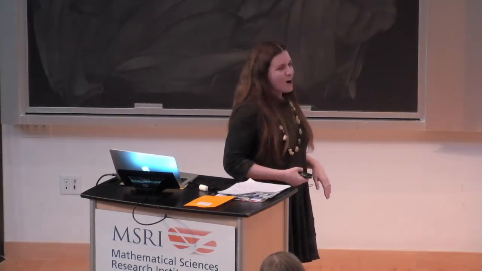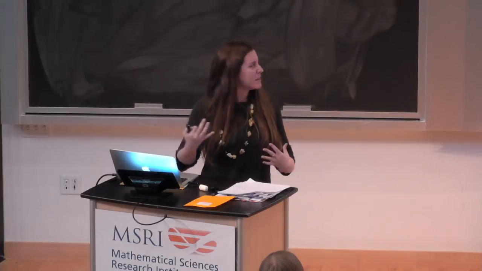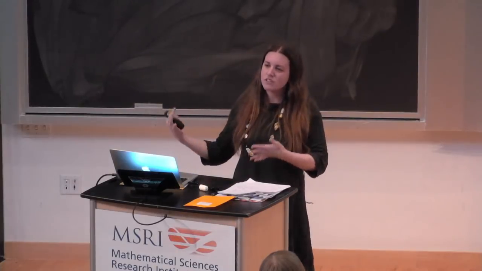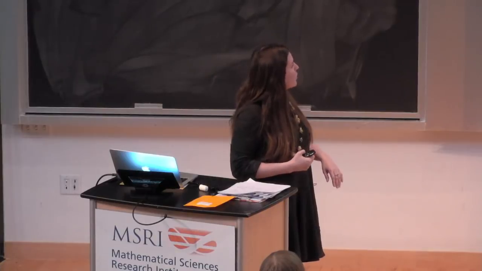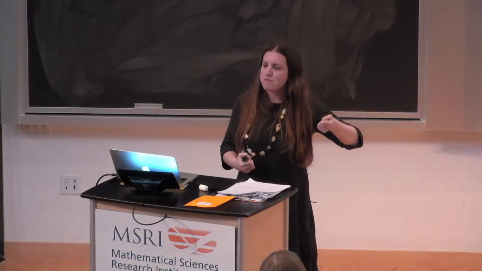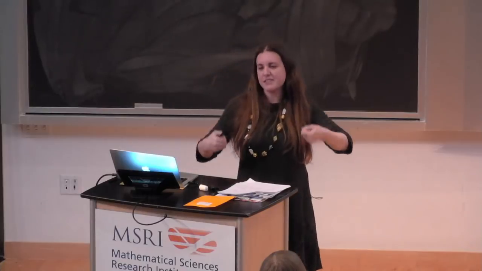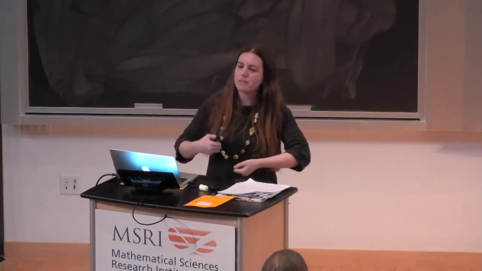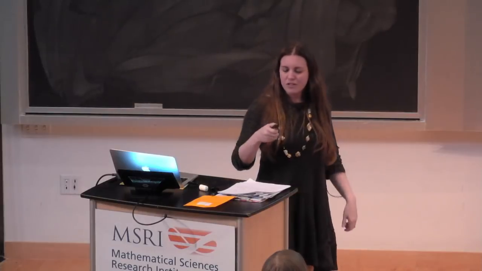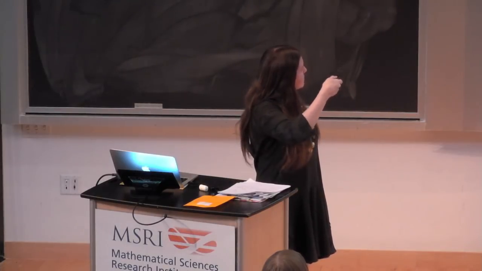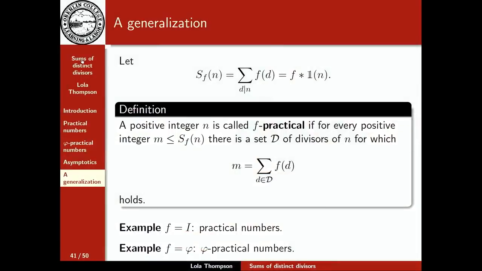So I wanted to end my talk just in the last couple of minutes by mentioning a generalization of some of this work. So rather than taking sums of phi of d's, we could take sums of f of d's, where we let f be different arithmetic functions, a natural question that someone might ask. So we can define s sub f of n to be the sum of f of d, taken over all the divisors of n, which is the same as the convolution of f with the function that's uniformly 1.